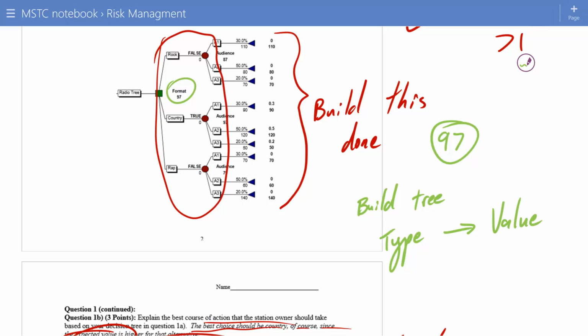Okay, so build tree, type, and value. And this is what, the green one? A chance node?